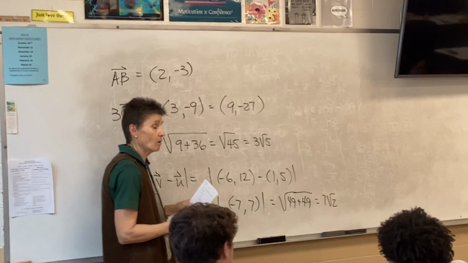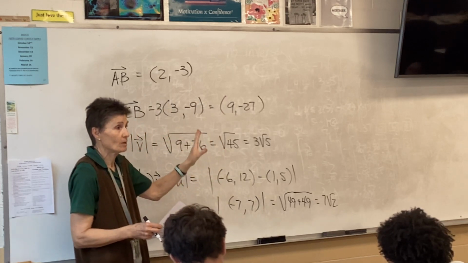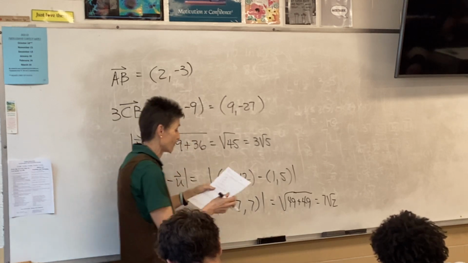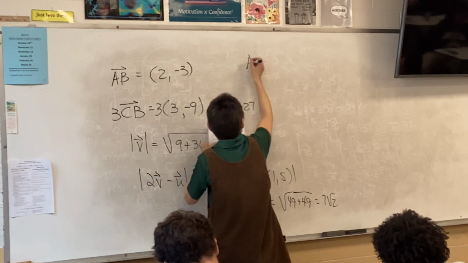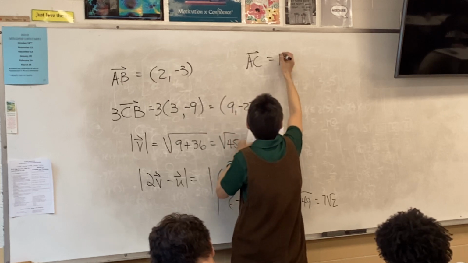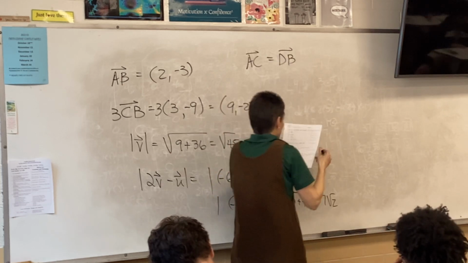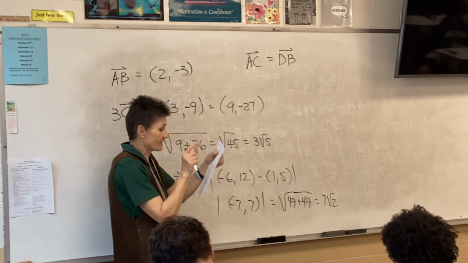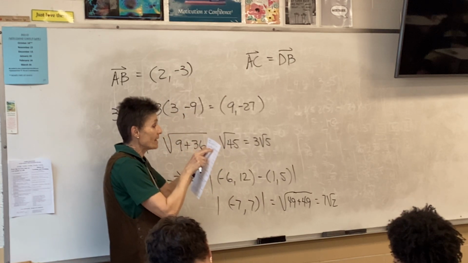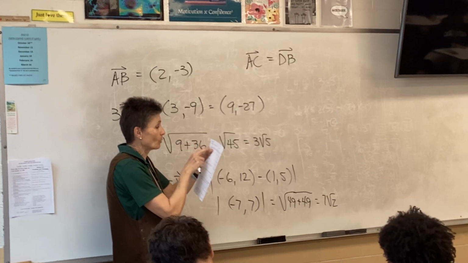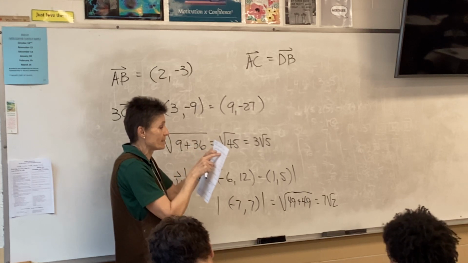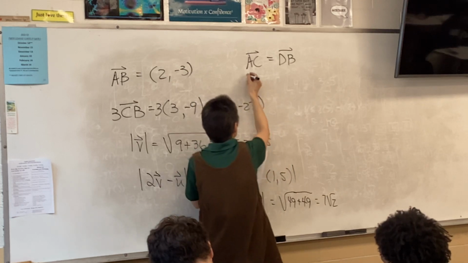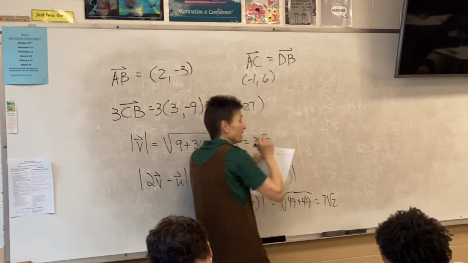Okay, so again, all this was covered in the notes. We're just going through it real quick to pull some of the pieces together. All right, AC has to equal DB. Okay, so what are the coordinates of AC? We'll be careful, we're going from A to C. So A to C is going to be -1, 6, isn't it?